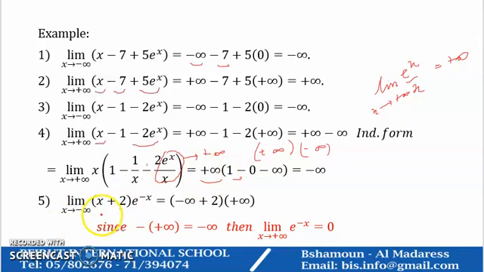Now we have (x plus 2) e^(-x). And when x tends to negative infinity, we have here negative infinity plus 2 gives us negative infinity, and e exponent plus infinity. Why is that? Because this is negative infinity. We obtain negative infinity times plus infinity. The answer is, of course, negative infinity.